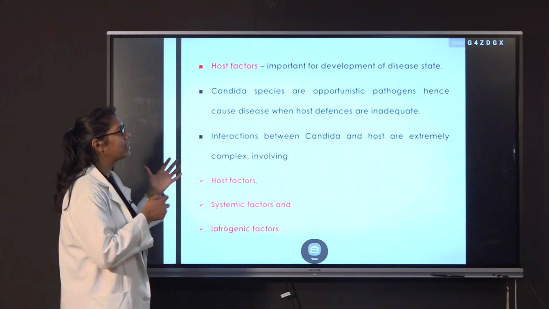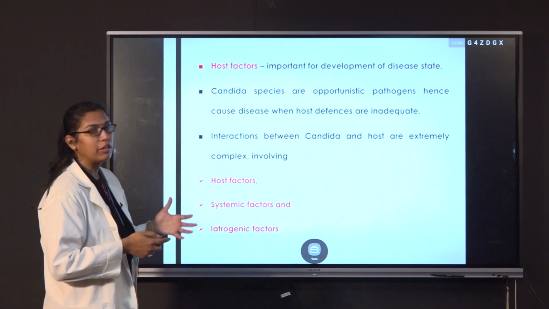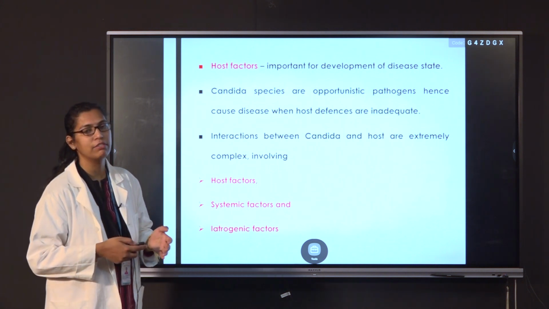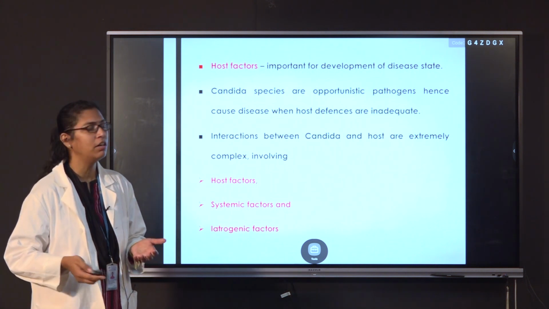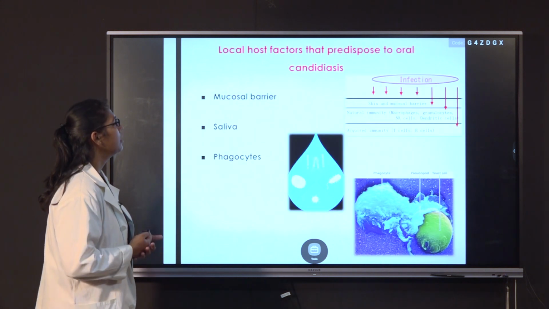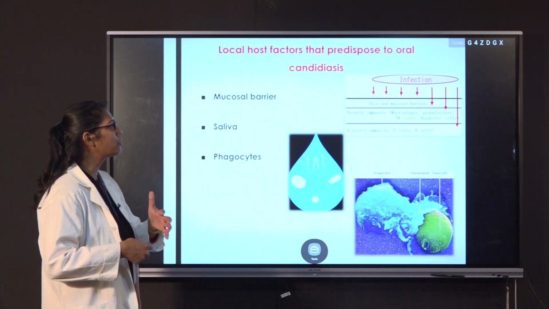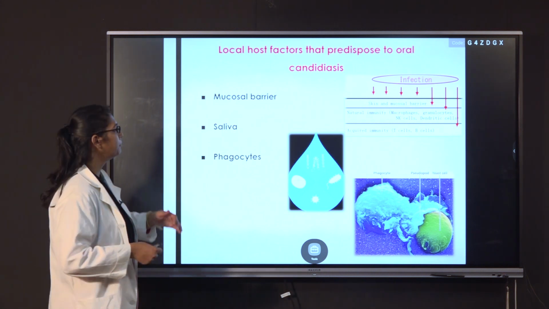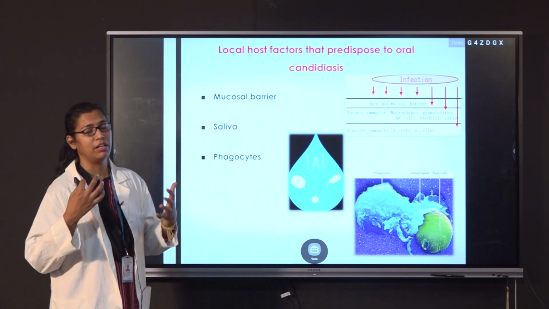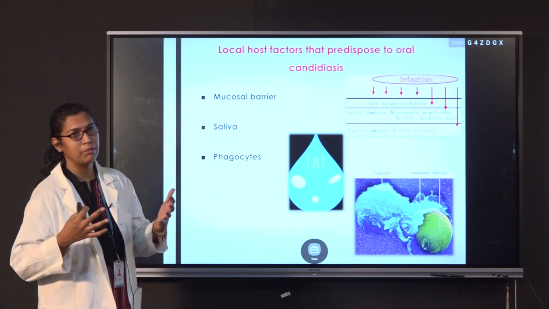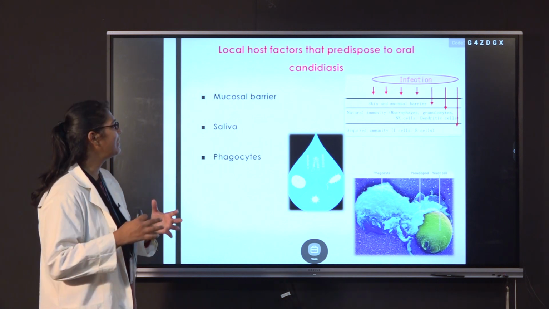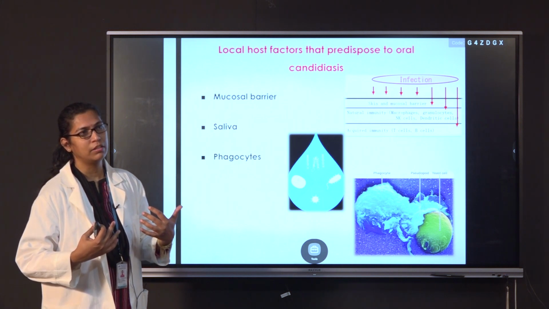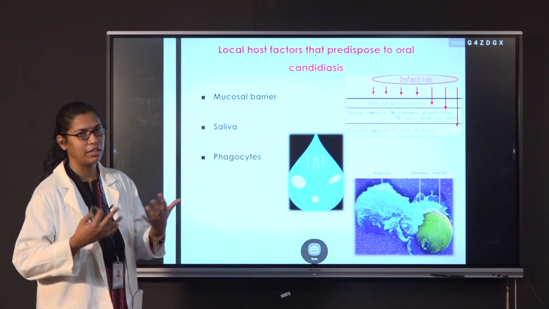Now coming to the host factors, these are important for the development of the disease state. There are certain host factors, systemic factors and iatrogenic factors which cause the disease to develop in humans. The local host factors that predispose to oral candidiasis are mainly the mucosal barrier, saliva and phagocytes. In the oral cavity we have a mucosal barrier which protects against infection. If there is a break in the mucosal barrier, the candidal organisms can go inside and cause the disease in the oral cavity.